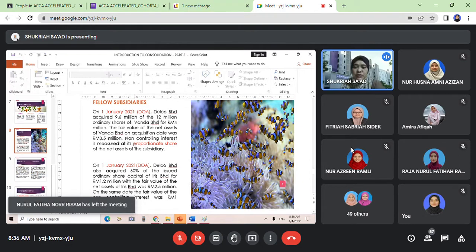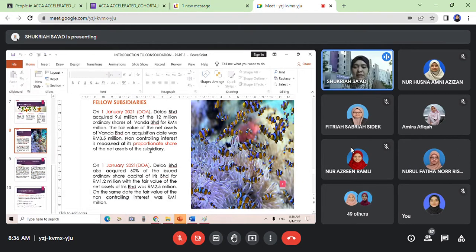So you can see the difference. In the first paragraph, you have just been informed that NCI is using partial goodwill, which is proportionate shares. But in the second paragraph, you have been given the value of the NCI, which is 1 million. So definitely there is a slight difference in terms of treatment.